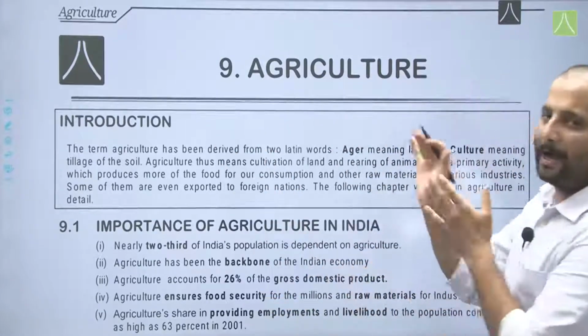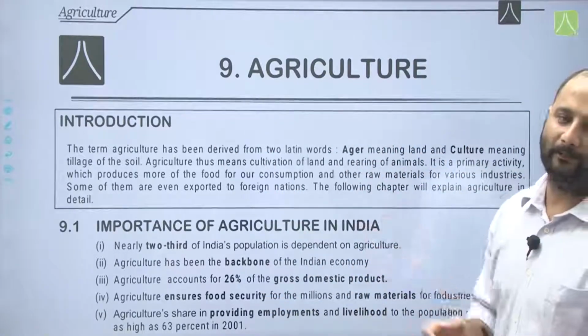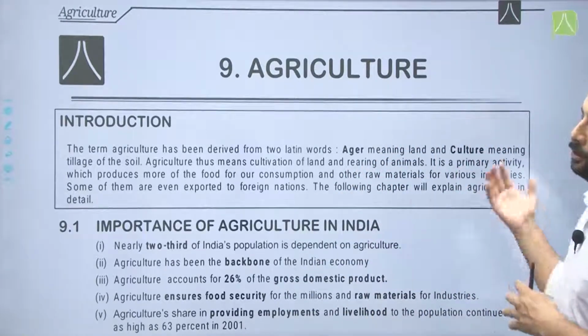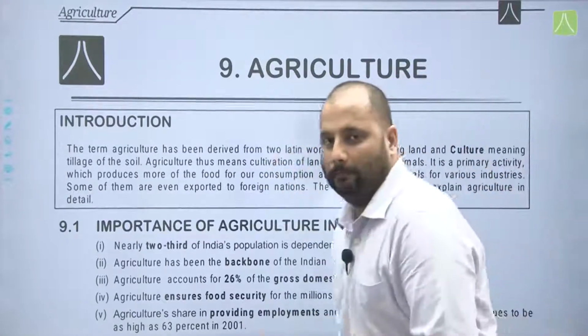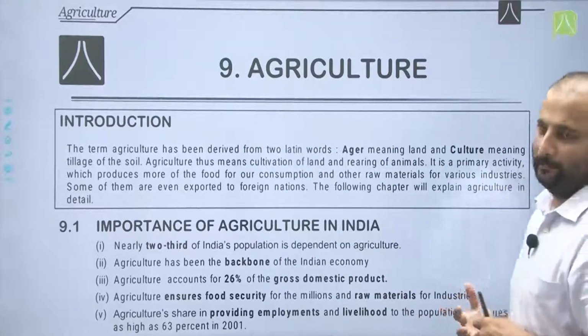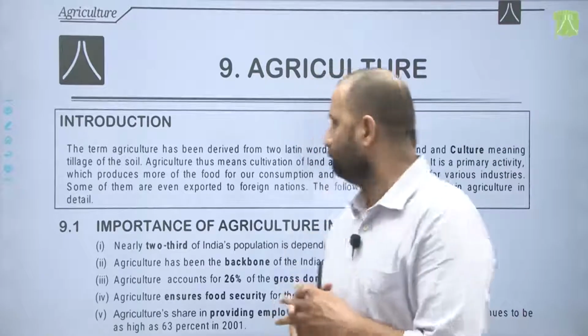Introduction. The term agriculture has been derived from two Latin words, agri or ager meaning land, and culture meaning tillage of the soil. So, agriculture thus means cultivation of land and rearing of animals. So, that in turn is agriculture.